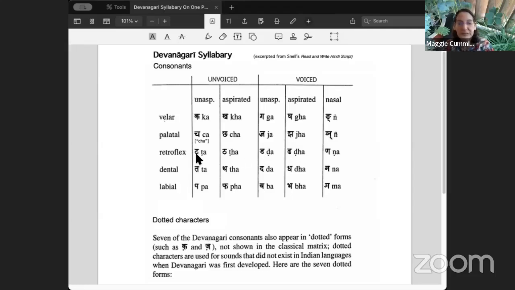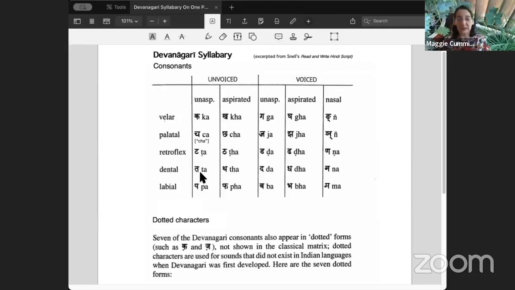I think your first da for some reason sounded more dental to me. See if you can curl it back a bit. Da, da, da, da. That was good. Okay, good. I think that sounds good. Now let's try the dentals.